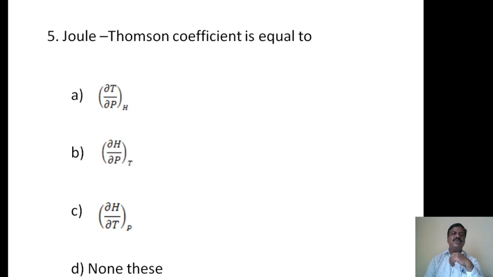Then the fifth question: the Joule-Thomson coefficient is equal to, A option delta T divided by delta P at constant enthalpy, B delta H divided by delta P at constant temperature, C delta H divided by delta T at constant pressure, D none of these. I will give just 10 seconds for you. You have to choose the correct answer.